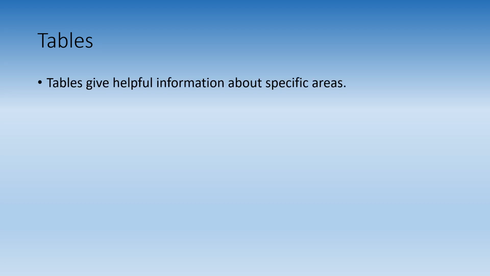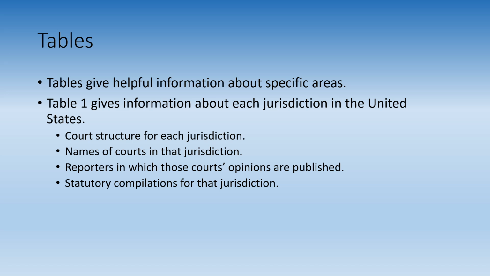There are a number of tables in the back of the book. The primary ones that you'll use will be 1 and 6. And so the tables give lists of helpful information about specific elements of citation. Table 1 gives information about each jurisdiction in the United States. So it starts with the court structure for each jurisdiction. It gives all the names of the courts in that jurisdiction. It gives the reporters in which those courts' opinions are published and the statutory compilations for that jurisdiction.